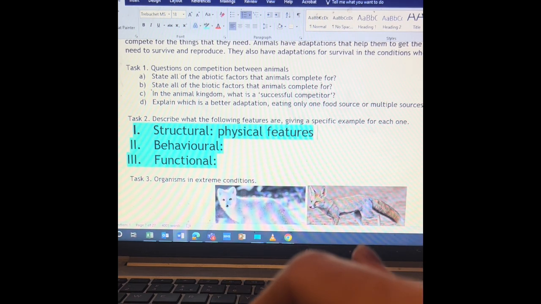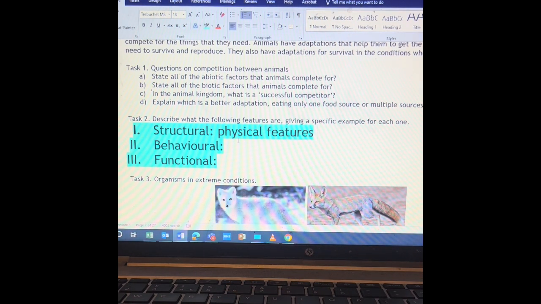So something like a camel having long eyelashes, right? They've got really, really long eyelashes to keep sand out. It's not really going to kill it, so it's not exactly essential, but you see what I'm saying? It will just protect it in the environment where it lives. So it's a benefit to the organism. So it's any physical features.